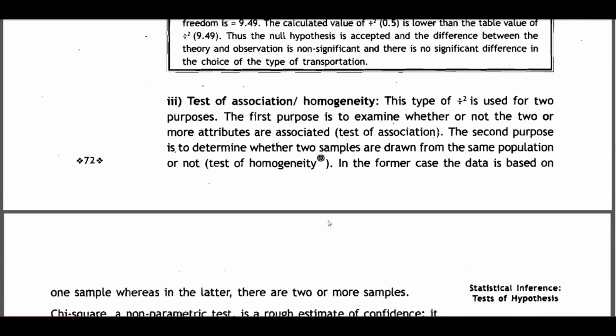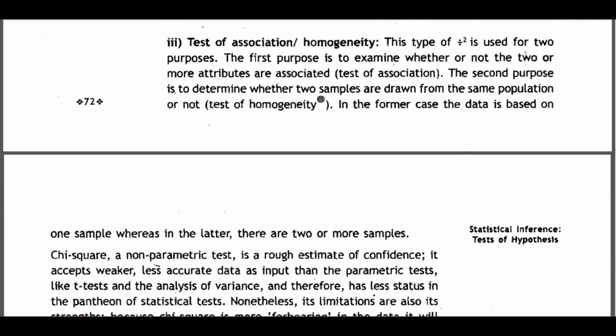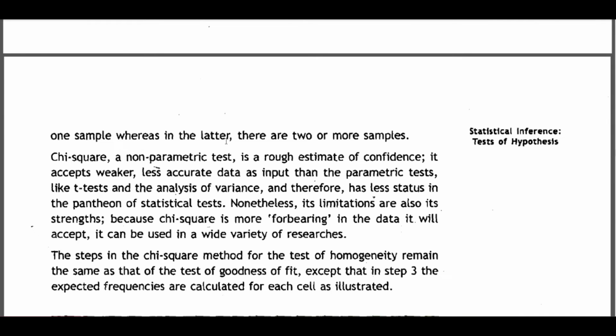So, third, test of association or homogeneity. This type of chi-square is used for two purposes. The first purpose is to examine whether or not two or more attributes are associated: test of association. The second purpose is to determine whether two samples are drawn from the same population or not: test of homogeneity. In the former case, the data is based on one sample, whereas in the latter there are two or more samples.